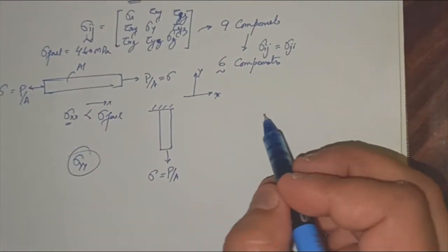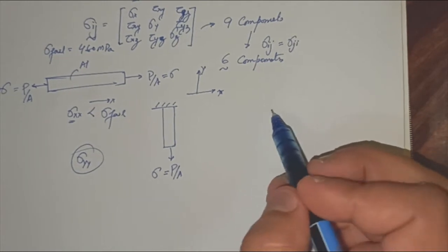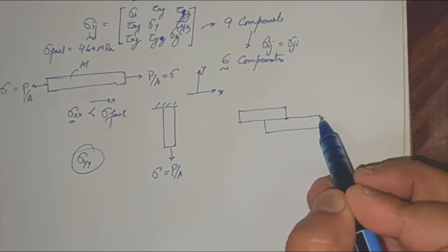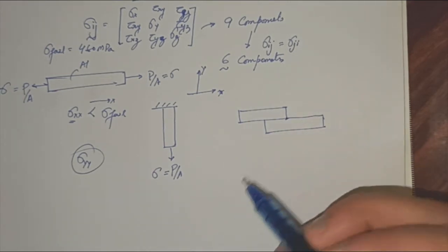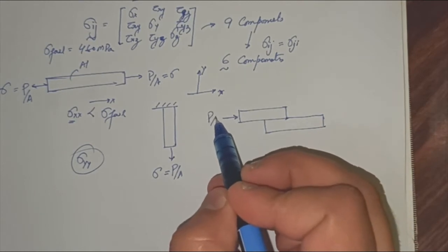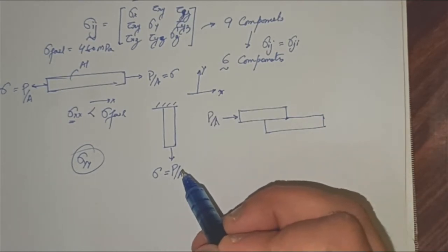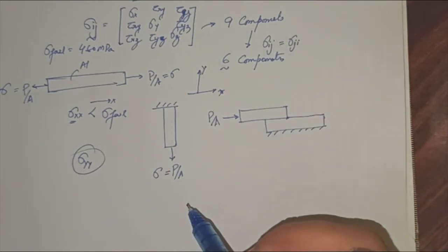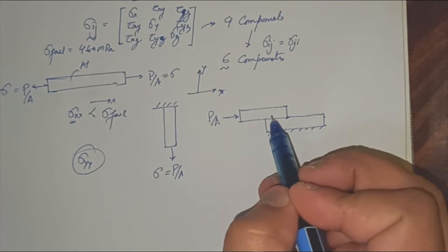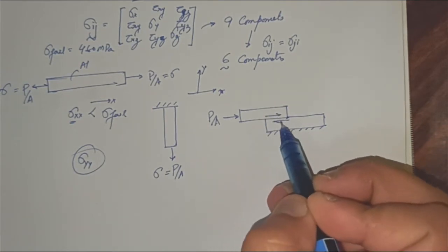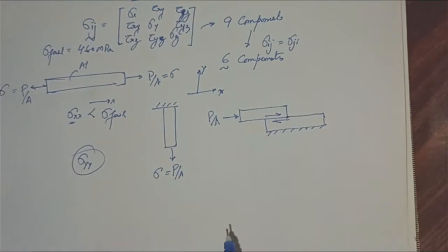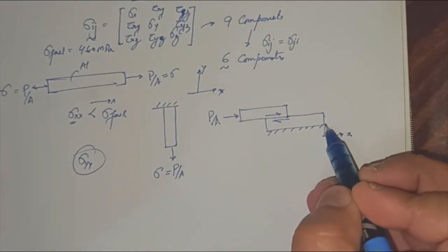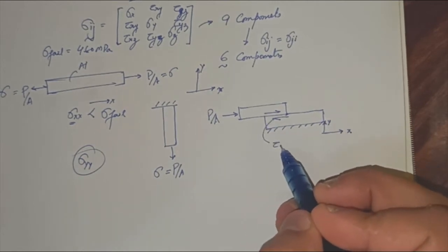For the case of shear also, let's take this example. Let's say you have been given two plates joined by a butt joint like this. The load is P by A, and let's say this is fixed. When load is applied on this, there will be a shearing effect occurring here. This plane would like to shear. So if this is my x and this is my y, then the component here is tau xy.